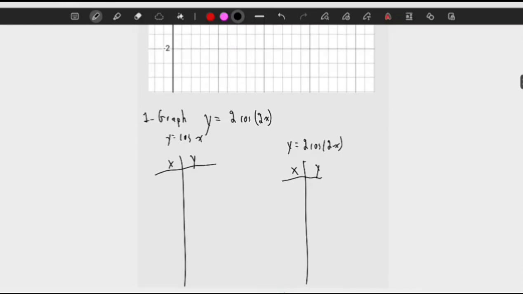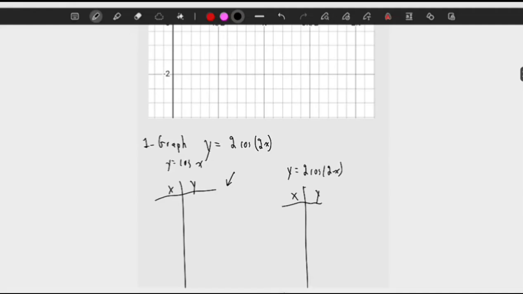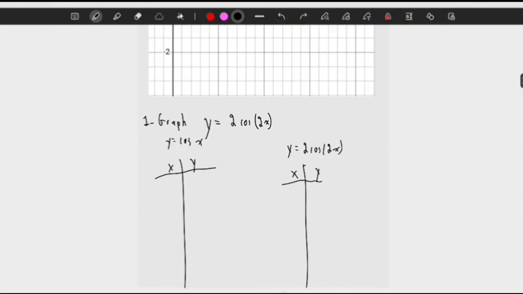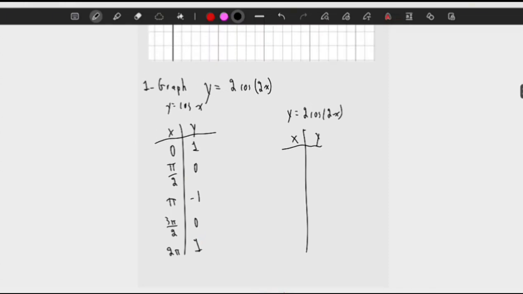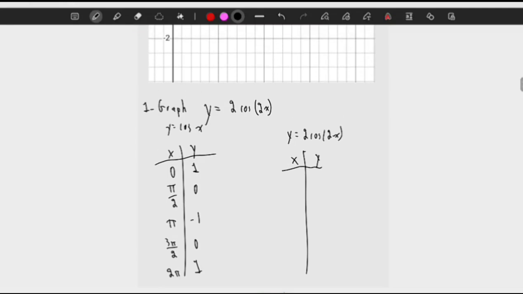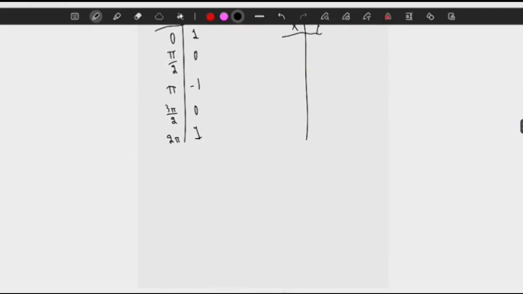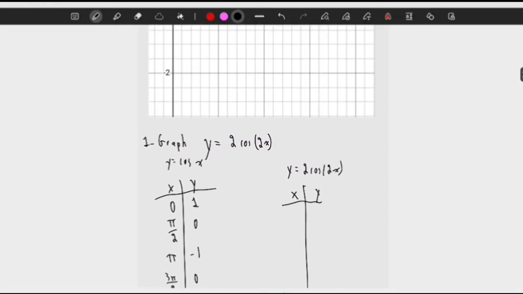Alright, so let's start with the first table of values. So we have at 0, your cos is always going to be 1. Then at pi over 2, it's going to be 0. At pi, it's going to be negative 1. 3 pi over 2, it's going to be 0. And then 2 pi, it's going to go back to 1. This is going to be your default cos parent table of values that you're always going to have as a reference. And this is something that should be practically memorized by now.